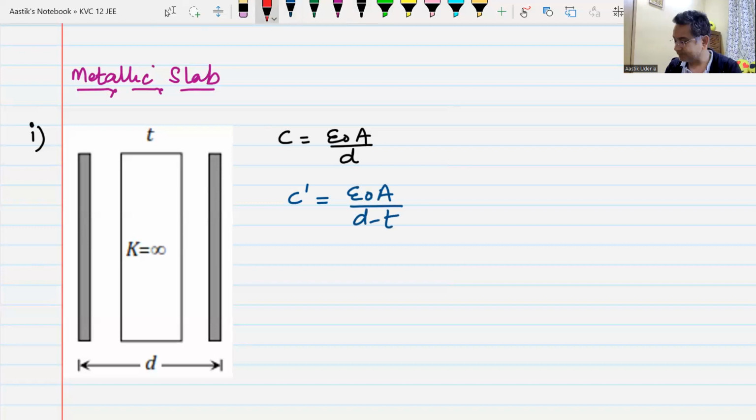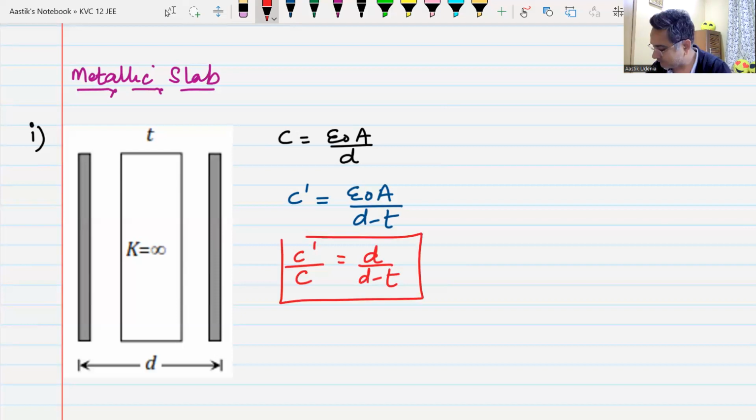You can also find the ratio. C dash by C equals D by D minus T. So here also the capacitance has increased. This is case number one. Do we understand this case? Yes or no?